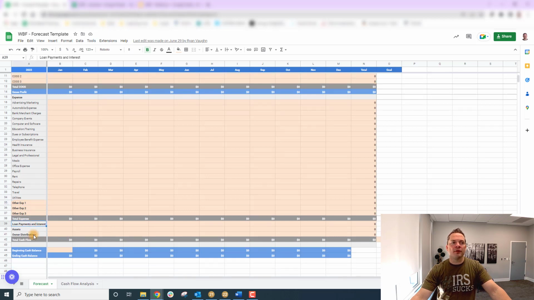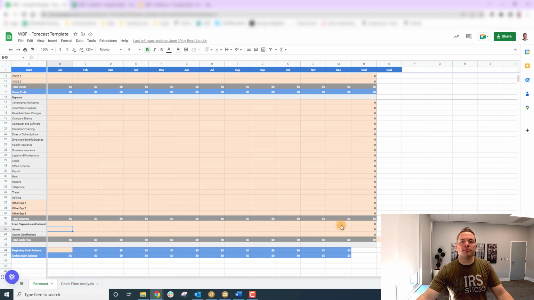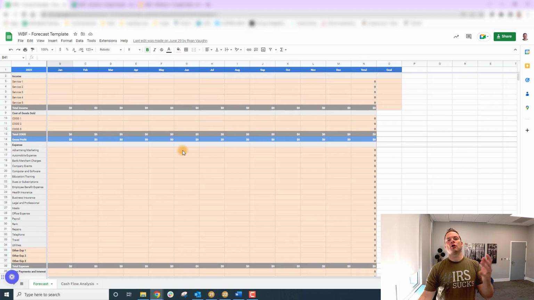And then this area down here, if you're going to have any loan payments, you would put that in this box. If you have any assets that you're going to purchase, you'd put that in these boxes. And then as you take owner distributions, you'd put that here. And then each column represents each month. You are going to start with forecasting your revenue by month.